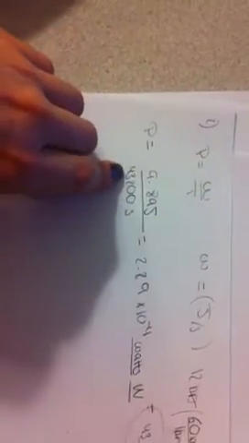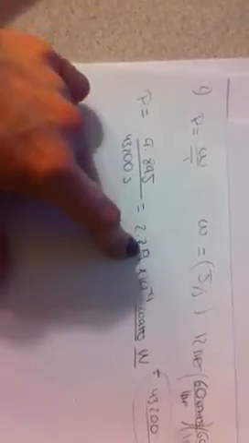We do that, so 9.98 joules over 43,200 seconds gives us 2.29 times 10 to the negative 4th watts, W. And I just drew the weight here.